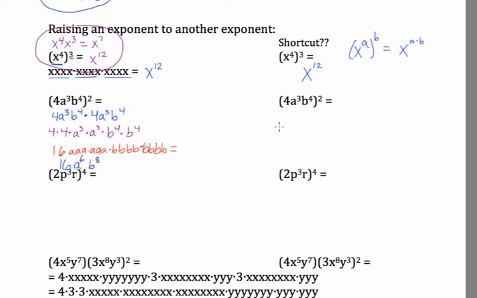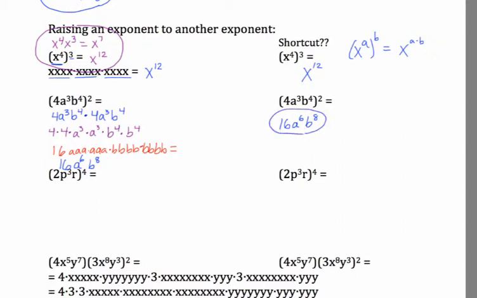Let's look at how the shortcut looks. Okay, I'm just going to square each piece. Notice this only works if I only have multiplication in here. If there was addition or subtraction, I'd have to solve this a different way. Okay, 4 squared, that's 4 times 4, that's 16. A to the third squared. When I raise an exponent to another exponent, I multiply the exponents, so that would be a to the 6th. B to the fourth squared. Multiply exponents, b to the 8th.